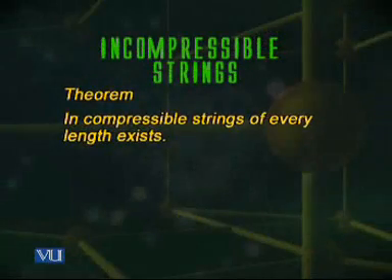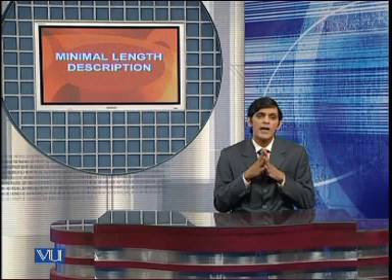We call a string b-incompressible if you cannot compress it by more than b bits. So suppose a string x has length n and its shortest description has length greater than or equal to n minus b. Then we will say that the string is b-incompressible. Suppose a string cannot even be compressed by one bit, then we will say that that string is incompressible. What we want to do is prove a very nice and simple theorem which says that there are incompressible strings of every length. The proof of this theorem is going to be a simple counting argument.